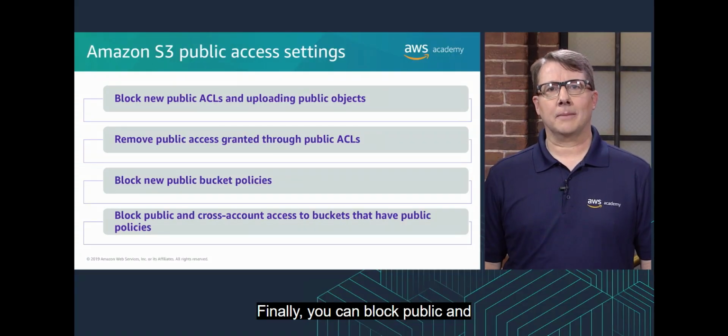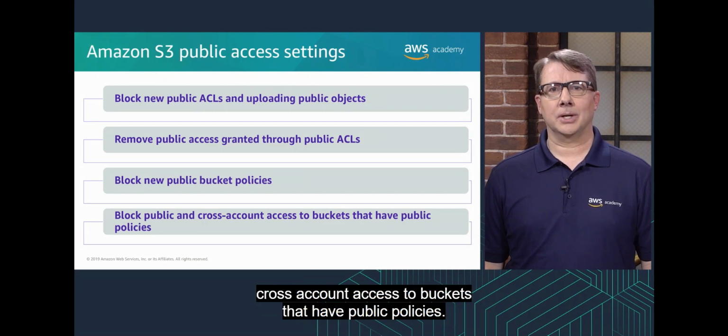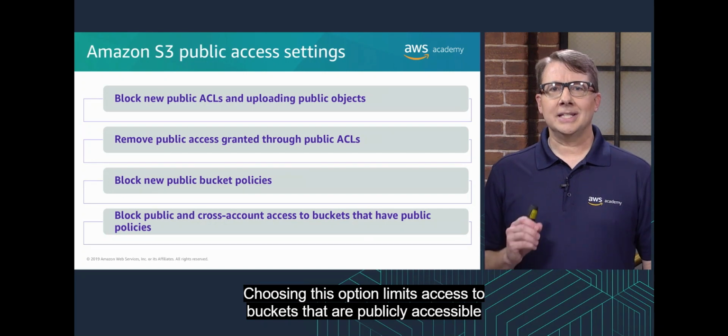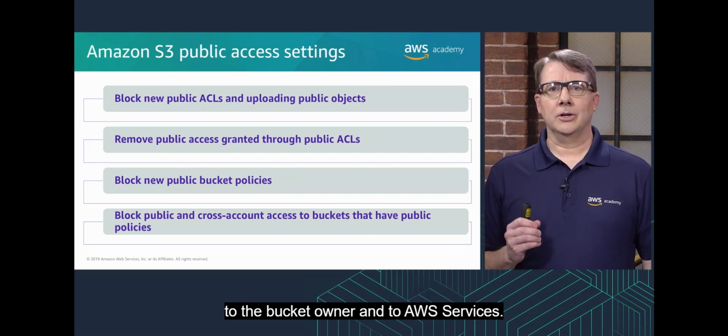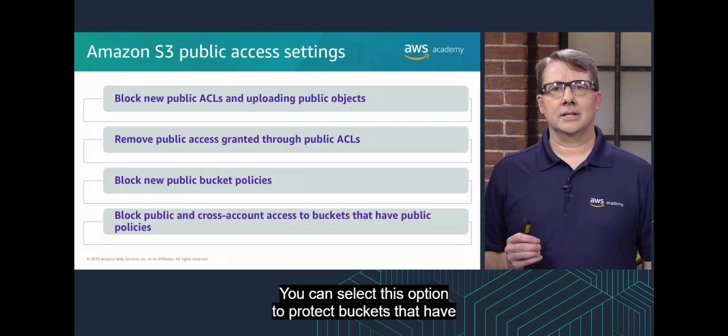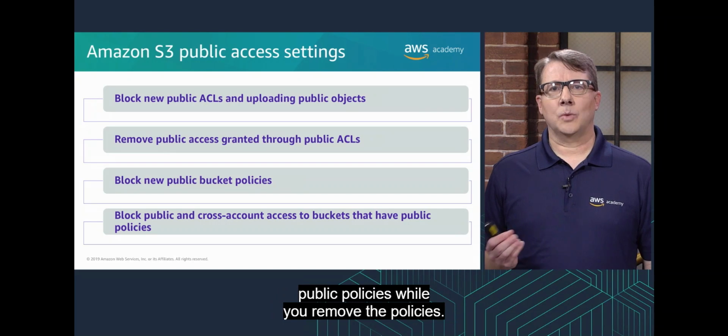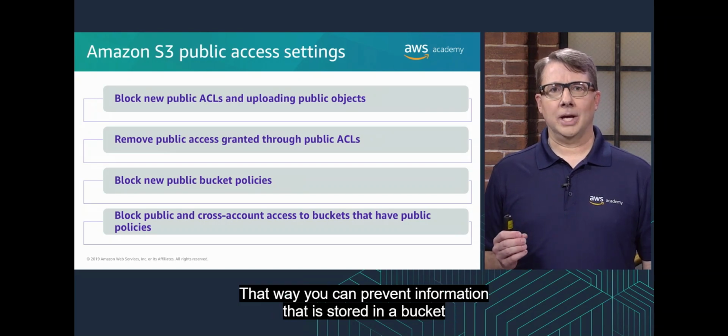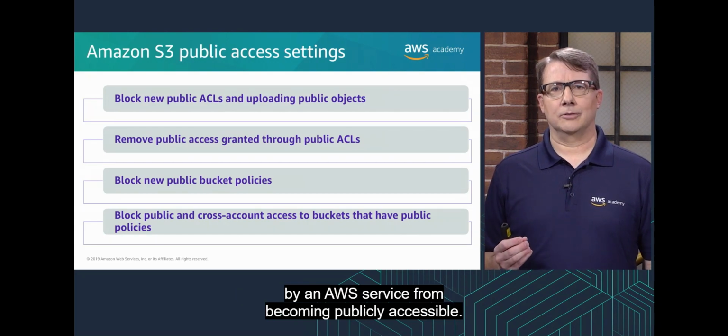Finally, you can block public and cross-account access to buckets that have public policies. Choosing this option limits access to buckets that are publicly accessible to the bucket owner and to AWS services. You can select this option to protect buckets that have public policies while you remove the policies. That way, you can prevent information that is stored in a bucket by an AWS service from becoming publicly accessible.